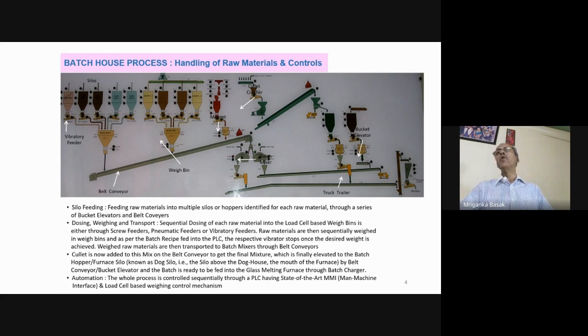And the batch is stored throughout the day for the total capacity of the furnace. Say a 100 TPD (tons per day) capacity plant, the batch has to be stored for the whole day's consumption, that is 100 tons. The automation I have already talked about, it is basically a PLC-based system. Next slide.